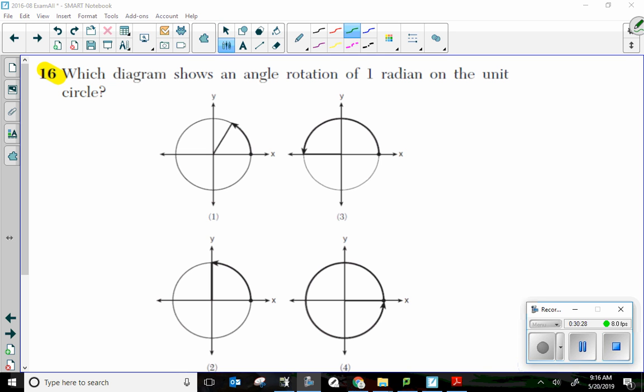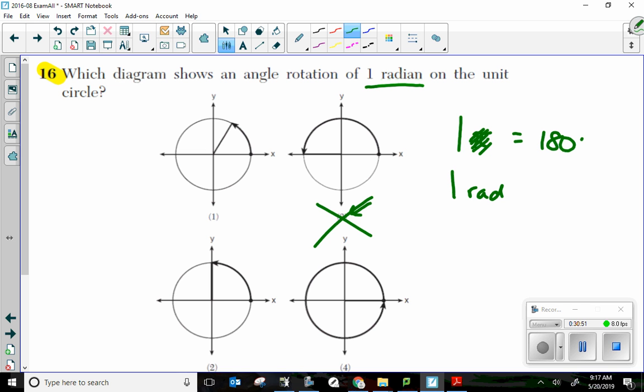When you think 1 radian, you're like, oh, well, 1 pi radians is equal to 180 degrees, so it's choice 3. No. This says 1 radian. It does not say 1 pi radian. We always think 1 pi is 180 degrees. Don't fall for that little simple trick. If I have 1 radian and I want to make it into degrees, how do I go from radians to degrees?